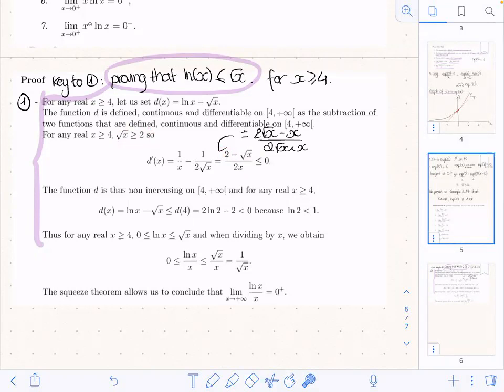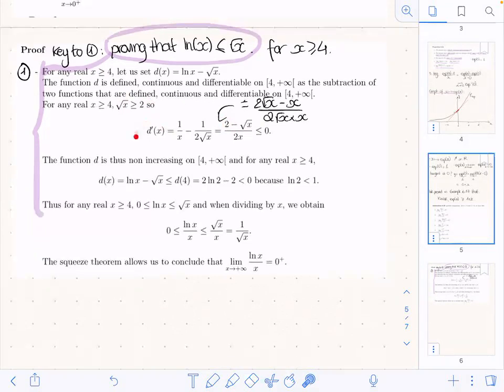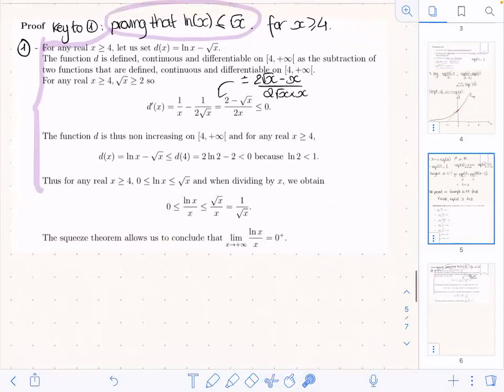So this function d has a negative derivative on 4 to plus infinity, and it's therefore non-increasing on 4 to plus infinity. And so what we can then say is that logarithm of x minus square root of x, if we take x greater than 4, is smaller than the value at 4. In particular, if you have a look at the value at 4, we reach 2 logarithm of 2 minus 2.